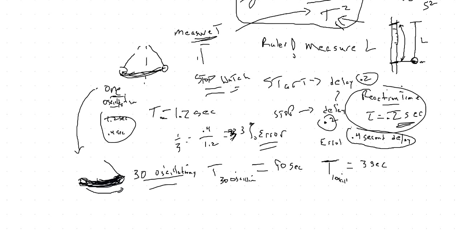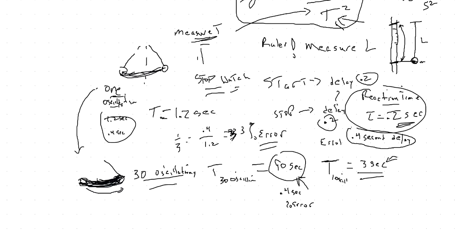Notice if this is 90 and your reaction time was 0.4 seconds, the percent error is very small now, because 0.4 compared to 90 is very small. So now we don't have to worry about our reaction time error, but we still got the period. We did 30 oscillations, divided that time by 30, and got the period for one oscillation, minimizing the reaction time error.